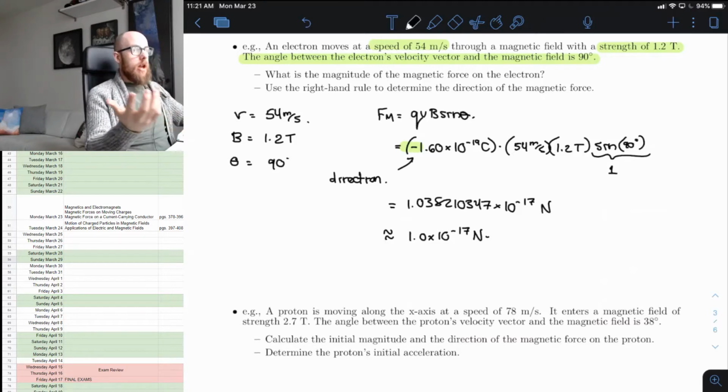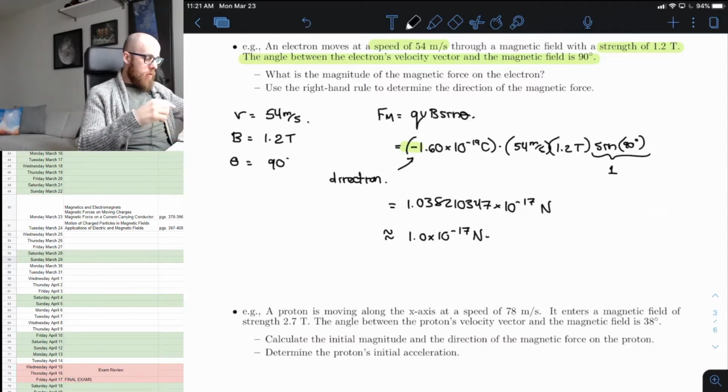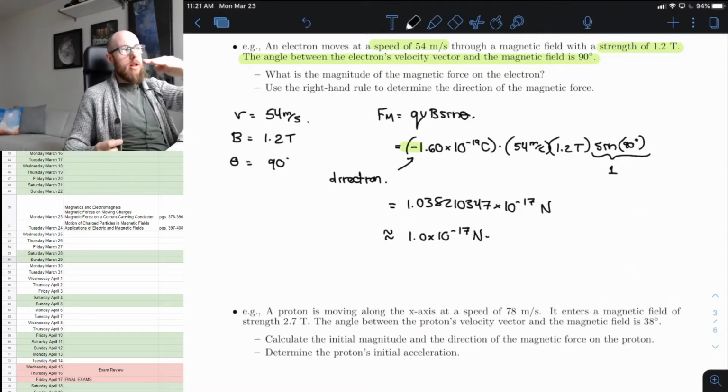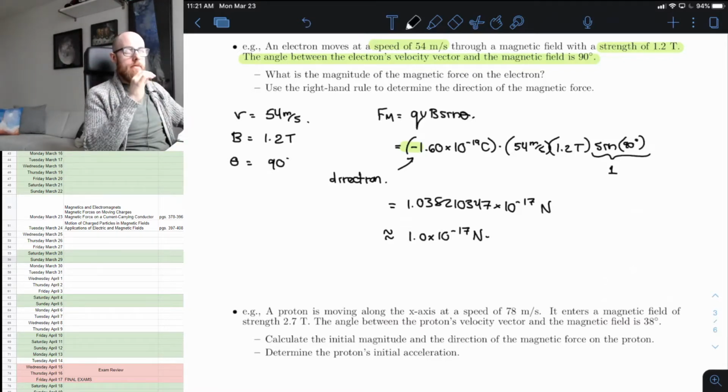So in this example, 90 degrees, yeah. But really, the angle is between the direction that the charge is moving and the magnetic field, right? So those don't have to be 90 degrees whatsoever. As we'll see in the next question, we're going to have a proton that's moving through a magnetic field, but it's kind of at an angle, and so the angle between them won't be 90 degrees anymore.